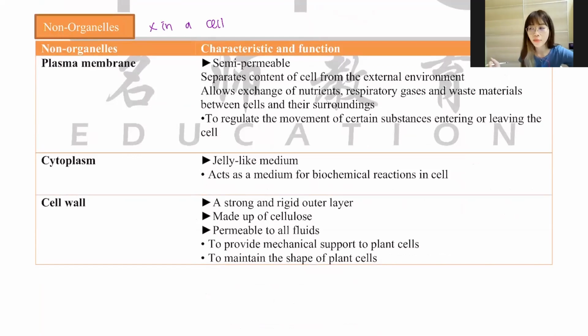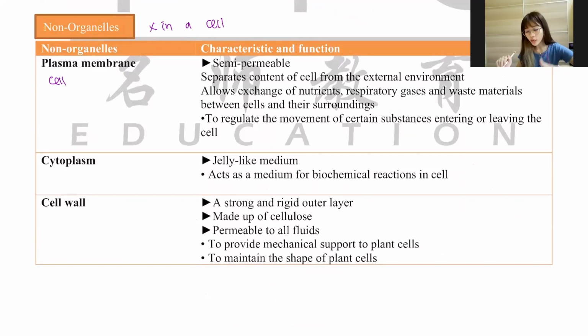What is a plasma membrane? Plasma membrane is equivalent to your cell membrane. Can you write cell membrane in your exam? No, your answer cannot be cell membrane. It must be plasma membrane, okay? It must be plasma membrane. What is the characteristic of the plasma membrane? What is the function of a plasma membrane?